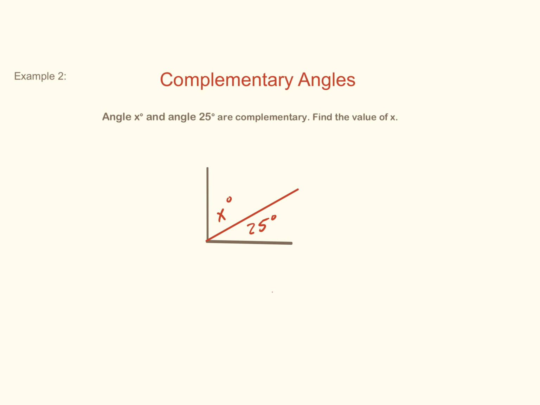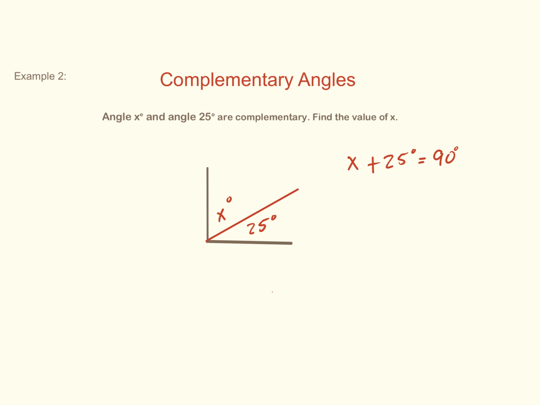Example 2. Angle X and angle 25 are complementary. Find the value of X. Now, they're telling us that X and 25 are complementary. And by definition, we know that two angles are complementary if their sum is equal to 90. That means that we're going to get X plus 25 degrees is going to give us 90 degrees.